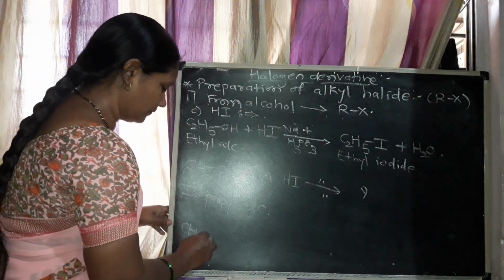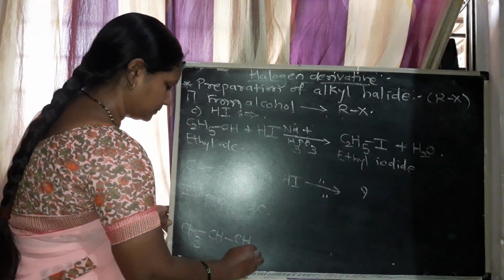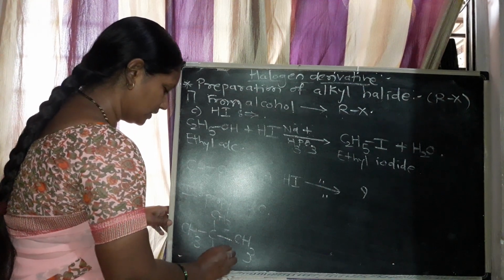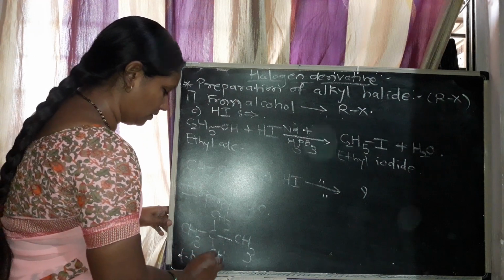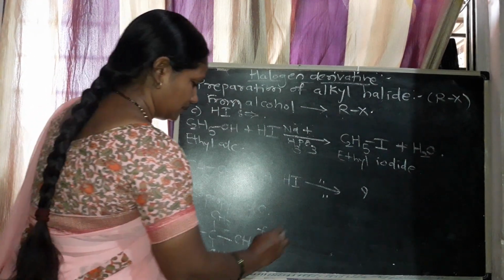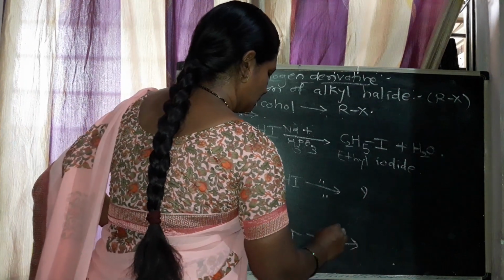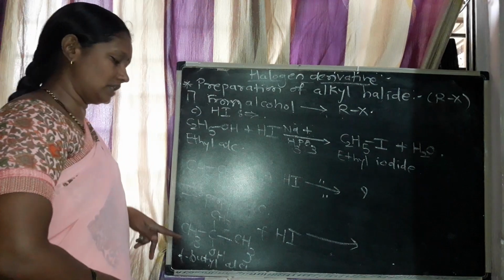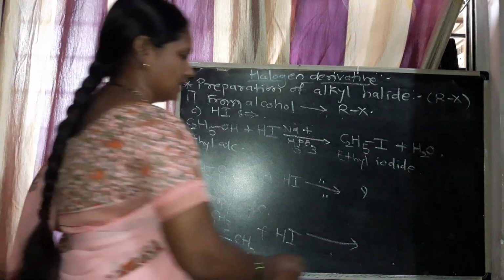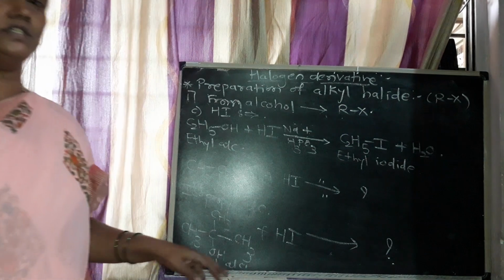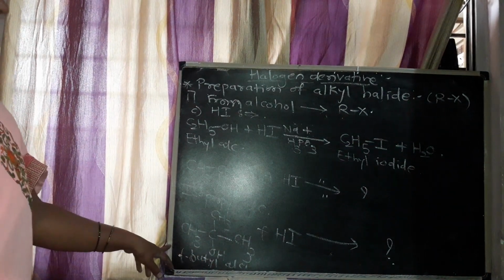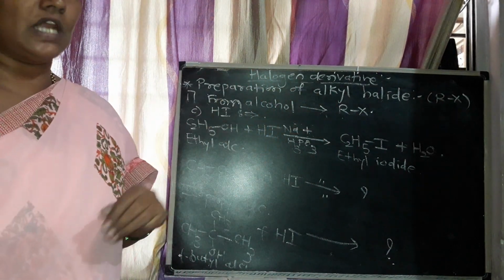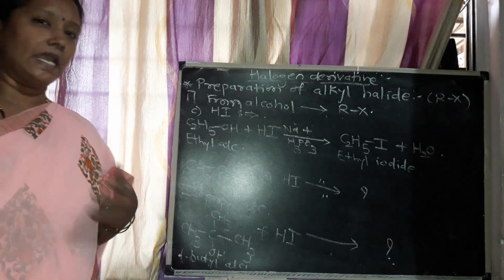Like this, the third one, the tertiary alcohol. This is the tertiary butyl alcohol plus HI. Now in the absence of the catalyst, this tertiary alcohol is reacted with HI. Then write, friends, the product of this one. Like this, we can prepare the alkyl halide by using the 3 hydrogen halides HCl, HBr and HI.